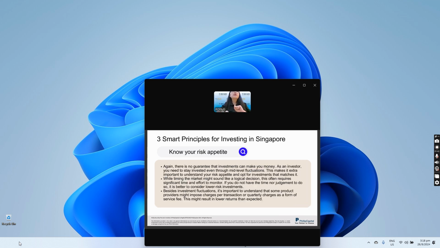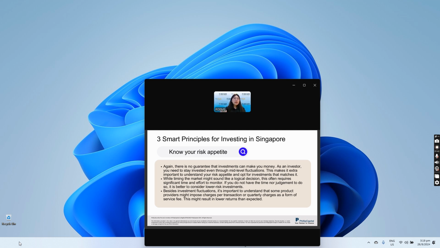So next thing is know your risk appetite. This one is very important. There's no guarantee that you can make money from investment. Okay, if a client approaches me to do investment, we cannot say capital guaranteed, right? Because in investment there is a possibility to lose capital, but you can make money also. Okay, so as an investor, you need to stay invested even through mid-level fluctuations. So you need to understand your risk appetite, then opt for the investment that matches your risk.